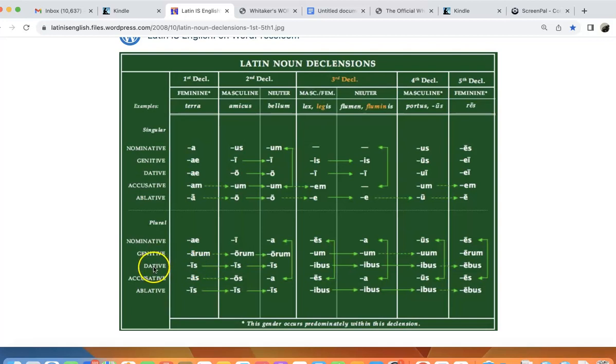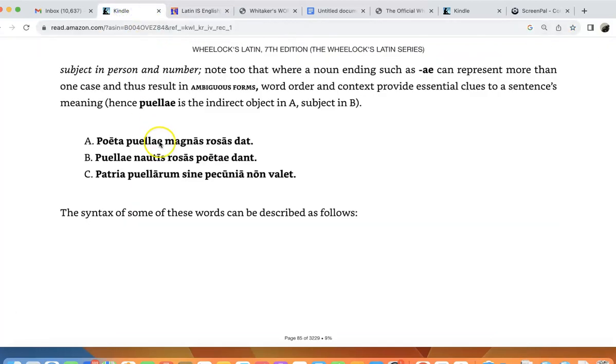So here we have dative. Now it could be ablative too, but in this case it's going to be dative. How do we know that? Well, you have to have a feel for the language, and that's what it is in this case. So nautis is plural. Remember, dative is to or for whom something is done. So just put a to or for, and then to the sailors.